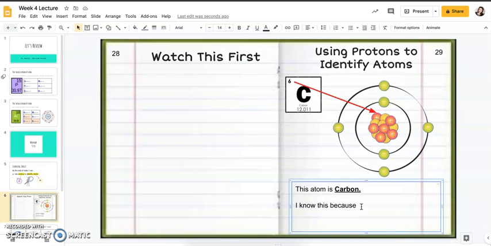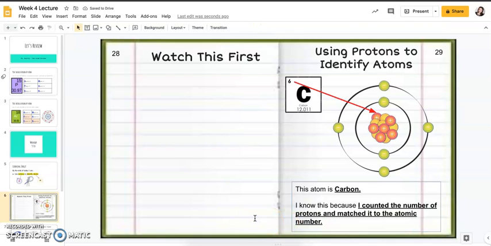Now, how do we know? How do we know that this is a carbon atom? Well, I know this because I counted the number of protons and matched it to the atomic number. So here you're just talking about how did you figure it out? Okay, it's really easy. You count the number of protons and then you match it to the atomic number. Okay, so we'll do some examples together.